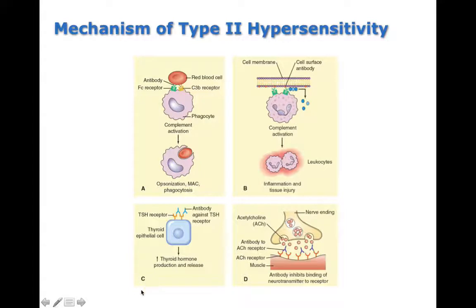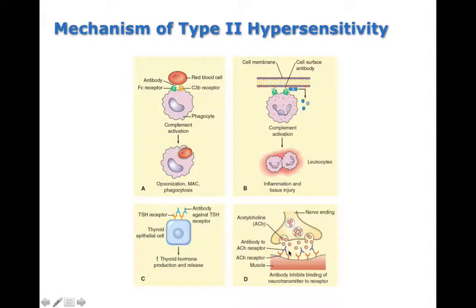So with C here, this is an interesting phenomenon where autoantibodies, they're IgGs that bind to TSH receptors, but instead of blocking them, they activate them, because this antibody acts like thyroid stimulating hormone. So when the antibody binds to the receptor, it actually leads to a stimulation of these thyroid cells, the follicular cells of the thyroid, which leads to an increase in thyroid hormone production. So this is actually a type of hyperthyroidism that's caused by a type 2 hypersensitivity.